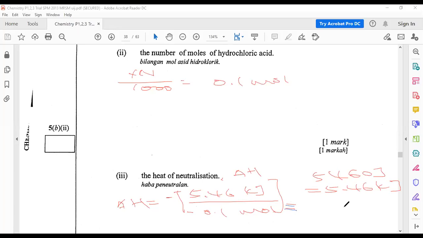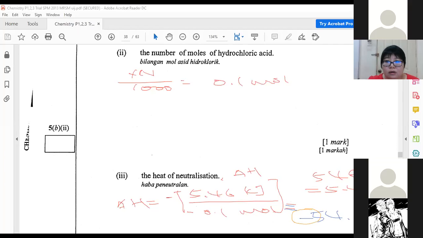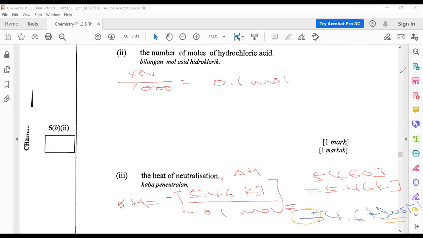Why negative sign? Because it is heat, the temperature increases. Now our final answer, I hope you get it as negative 54.6 kilojoule per mole. Okay, please make sure you have your unit written correctly, kilojoule per mole, and the negative sign is there. Okay, everyone can follow until here? No problem. Okay, now we continue. Next part.